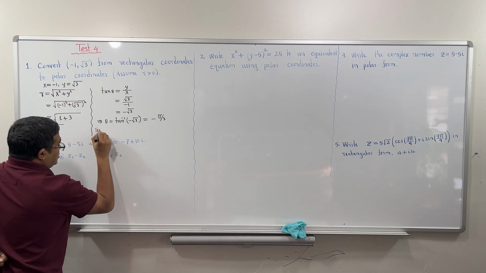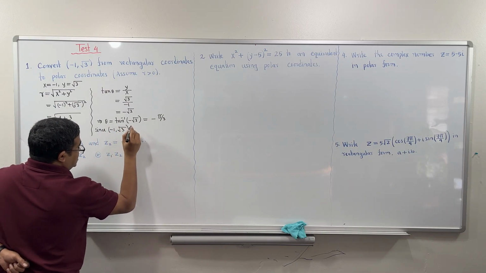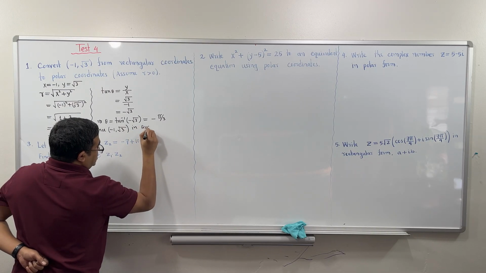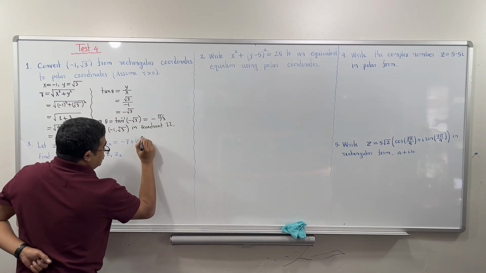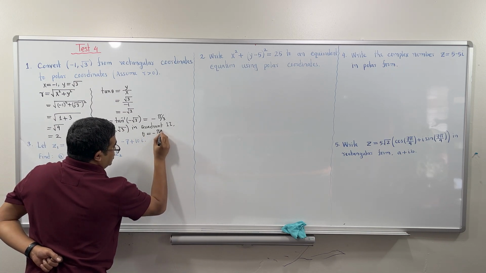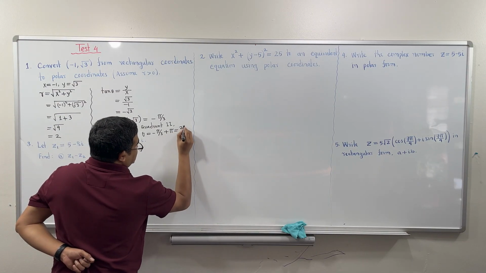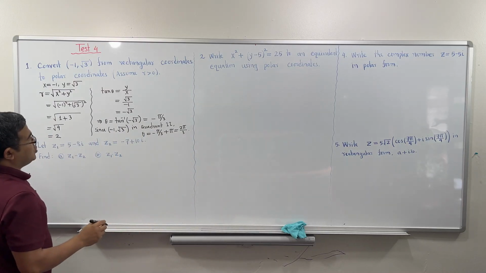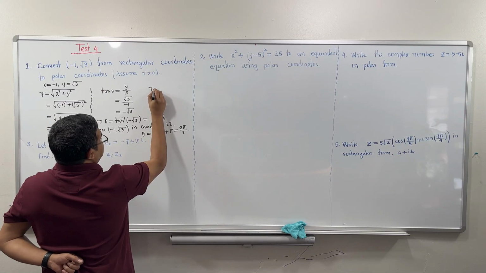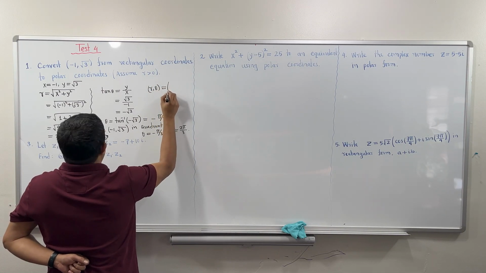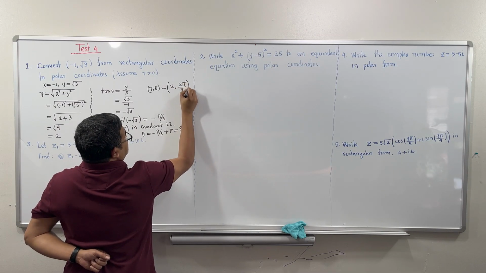Since -1, square root of 3 is in quadrant 2, theta would be negative pi over 3 plus pi, which is 2 pi over 3. So we got r equals 2 and theta is 2 pi over 3. So the polar coordinate would be 2 and 2 pi over 3.